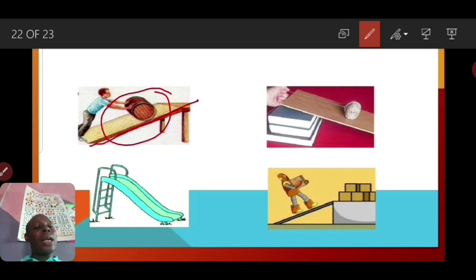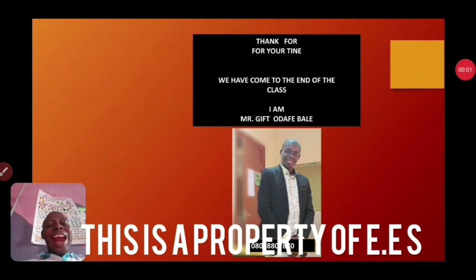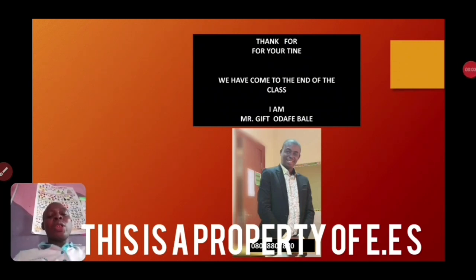You can see this inclined plane helps this material to go up as well. And this man is able to carry this load up because of the help of the inclined plane. So you can see incline going up, down as well. Do you understand?